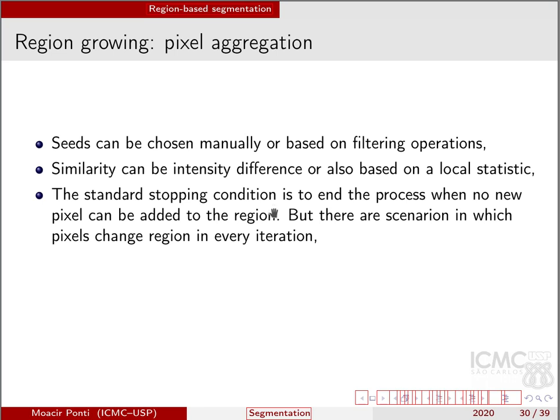The standard stopping condition is to stop the region growing when no new pixels can be added to the region. However, when we have two regions that encounter each other, we could have a case in which a single pixel in one iteration belongs to, let's say, region A, the next iteration to region B, the next iteration to A, and it is going to alternate between different regions, and then we are going to be in an infinite loop, so we want to avoid that.